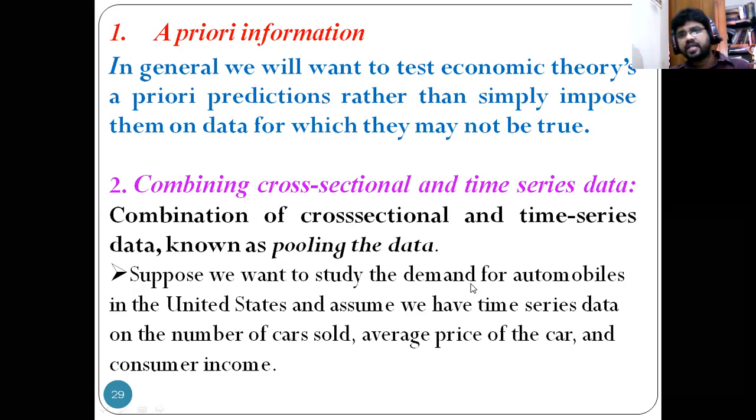Then suppose we want to study the demand for automobiles in the United States. Assume we have time series data on the number of cars sold, the average price of the car, and the consumer's income. For example, we will get some data from the automobile industries: how many sales of a particular car, and how much is the average price of the car. At the same time, if you collect information from the respondents, those who purchase the car, and collect the income of the consumers, that is called panel data. We are combining the time series while at the same time collecting the consumers' income levels. So that is called combined pool data or panel data.